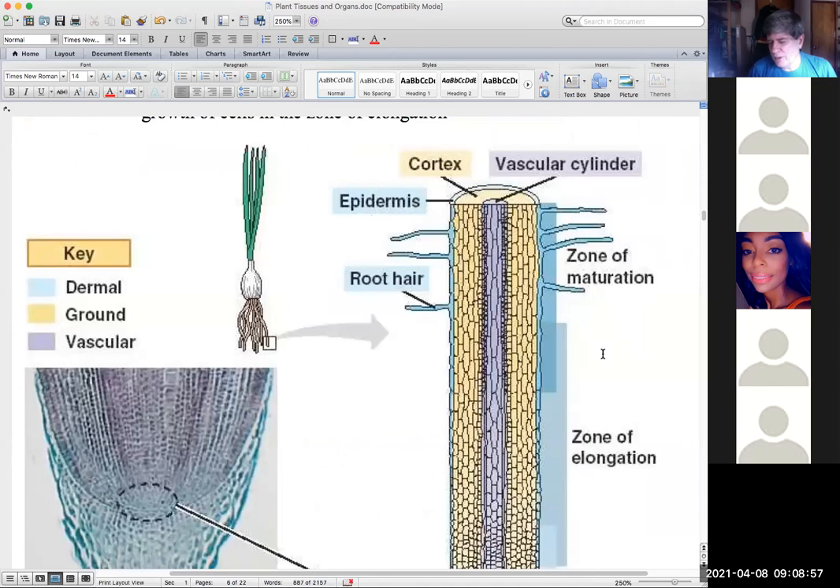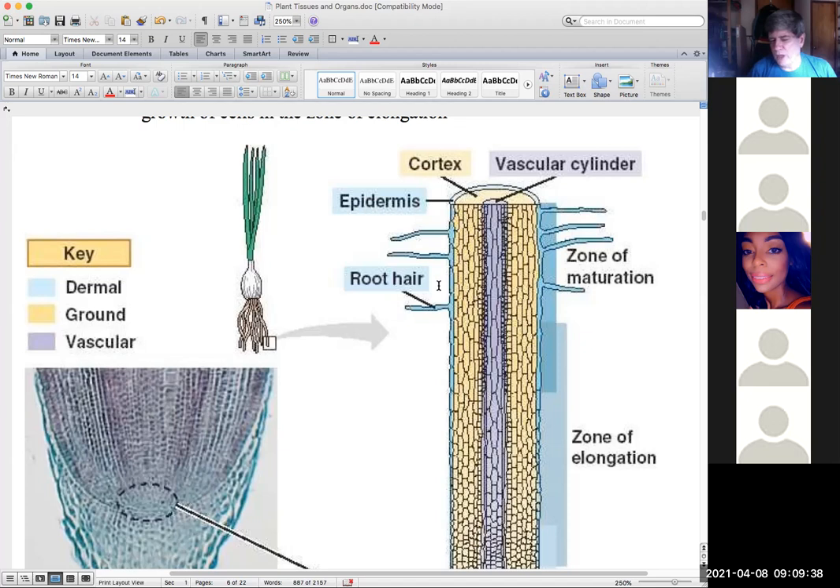Now, notice that in the zone of cell elongation, the cells are still kind of generic cells in some way. They don't start to become fully differentiated until they get to the zone of cell maturation. And in the zone of cell maturation, then they become specialized. Now, notice in a root like this, the area in the yellow represents the cortex. And the cortex in plants is always going to be mostly parenchyma cells. So we'll look at those in a little bit.